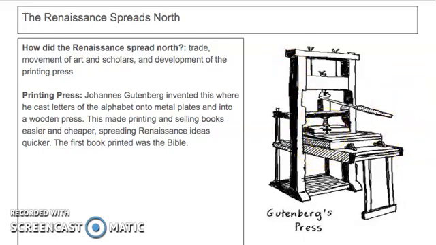This made printing and selling books easier and cheaper. So essentially it made it easier to make these books, and it cost less, so they're able to sell it for less. So people who didn't have money were able to access it in some way, whereas prior to this they were not. This spread Renaissance ideas quicker, and the first book notably printed was the Bible.